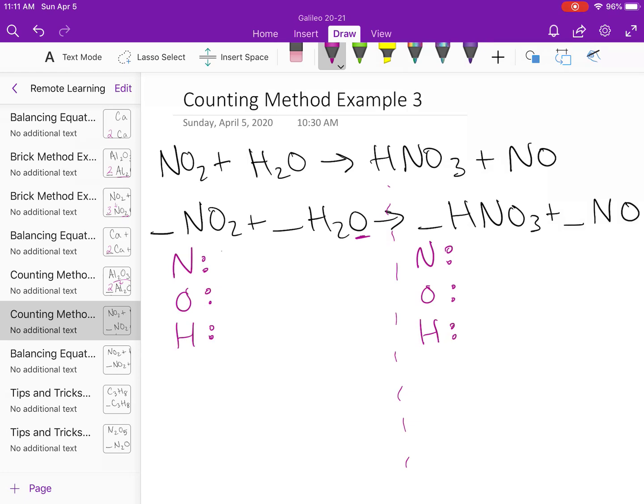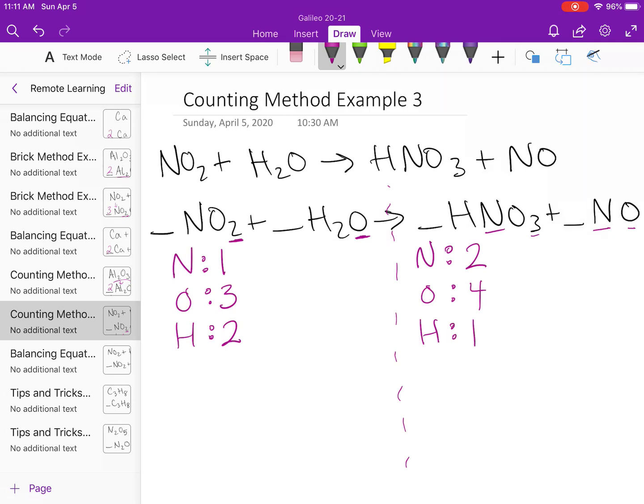So let's start counting. We've got 1 nitrogen. Here we have 2 oxygens, but remember, we have another one here, so we actually have 3 oxygens. Okay, we've got 2 hydrogens. On the right side, we have 2 nitrogens. We have 3 plus 1, which is 4 oxygens, and we have 1 hydrogen.